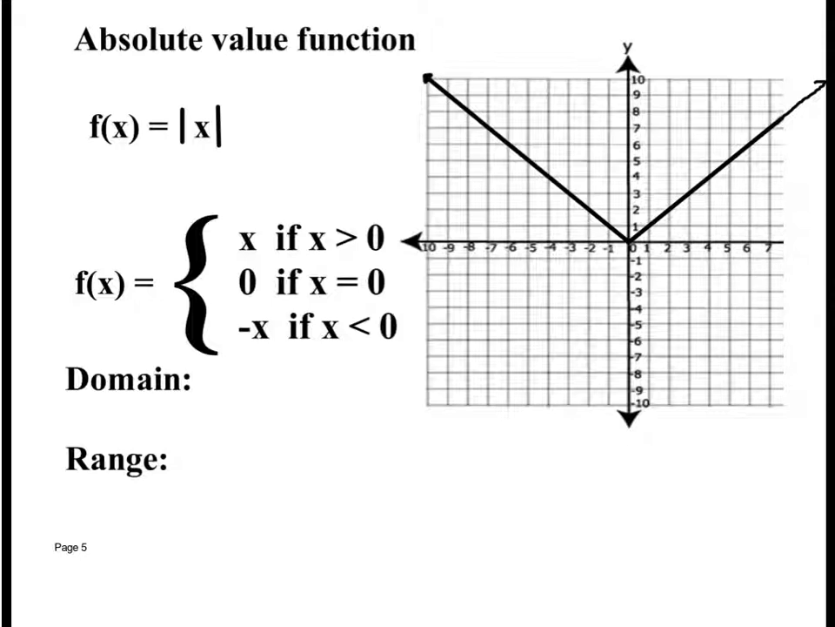Your domain is all real numbers. Is there any x coordinate that's left out? No, it continues on, so left and right. So x coordinates are all included. But what about my range? What y coordinates are included and what y coordinates are left out? Look here. Only the positive. The book says all non-negative real numbers. I'll just take all positive numbers.